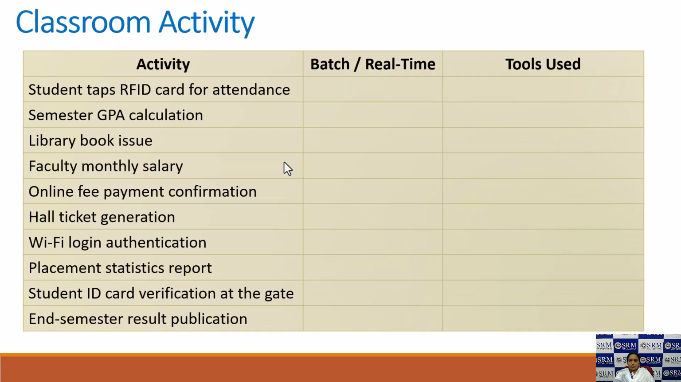So this is a small classroom activity that everyone of you can do, whether it is batch or real time. Just try to fill in this column for batch or real time, and also with your knowledge, find out what tools can be used for this. We have seen this in the first class itself. What are the real-time tools available? Based on that, you can pick some tools and put them here, or you can search for the latest tools available for each of these activities.